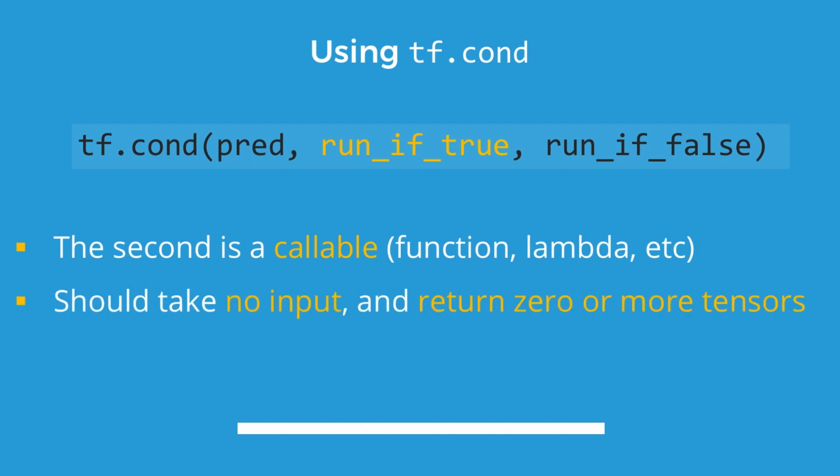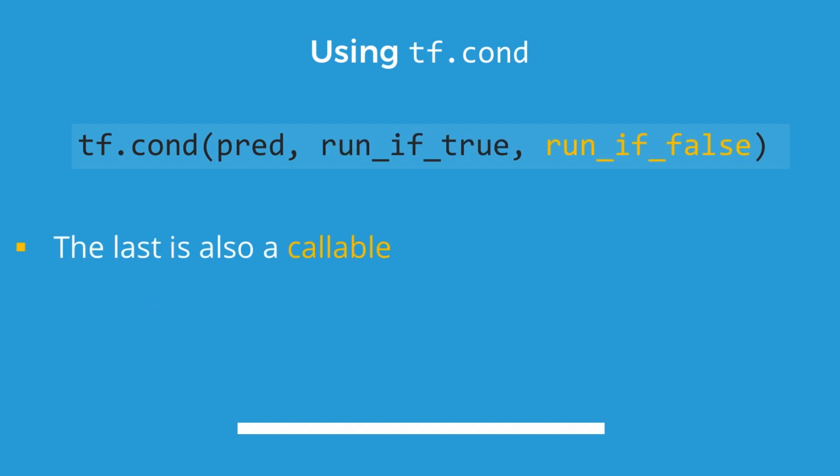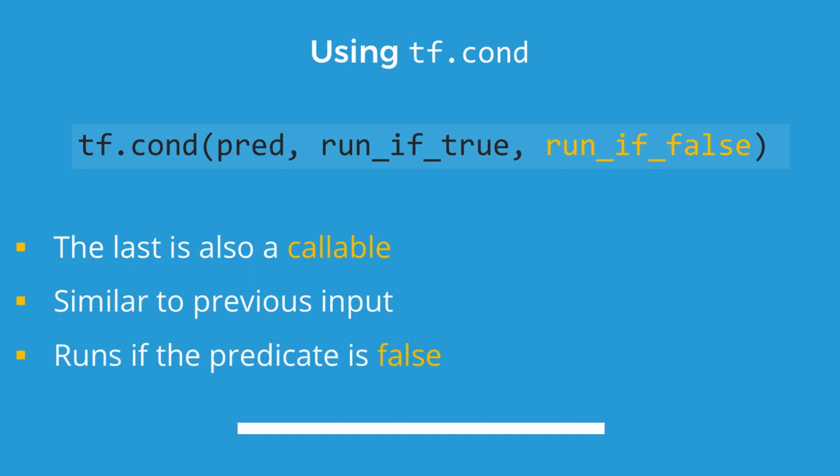It should not take any input, and it should return 0 or more tensors. And then this is the path that will run if the predicate is true. In the documentation, it's not called run if true. It's called fn1, which isn't particularly semantic, so I changed it here for the talk. The other one is similar, but it is the false path, right? It runs if the predicate is false.